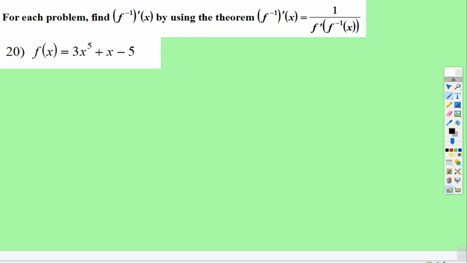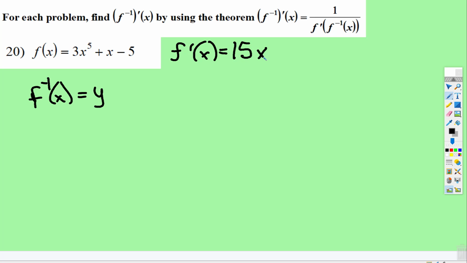All right, let's see. And then sometimes you're going to have functions that without a computer, you can't really find the inverse very effectively. So what we're going to do here is say that, because something this complex we can't find the inverse of, I'm going to call the inverse function y. Now we can still find the derivative. The derivative of a polynomial is easy. So that is 15x to the 4th plus 1.